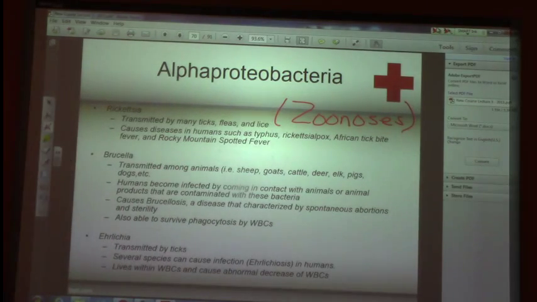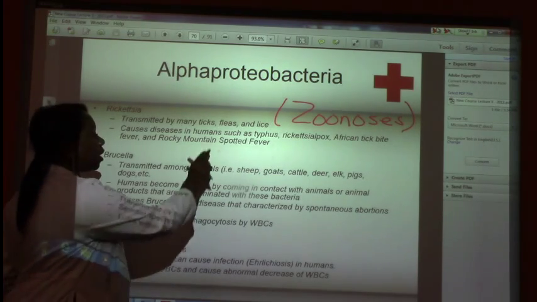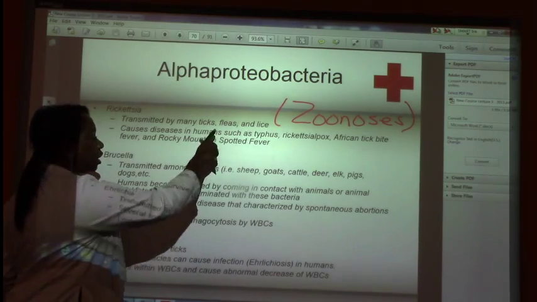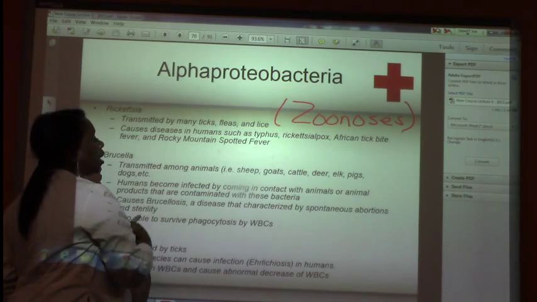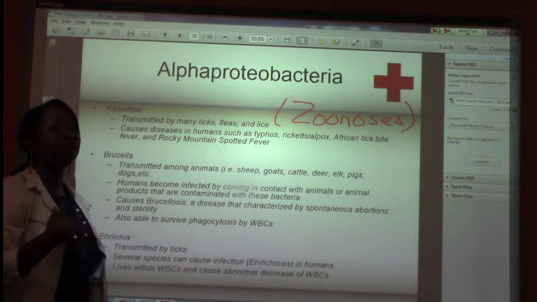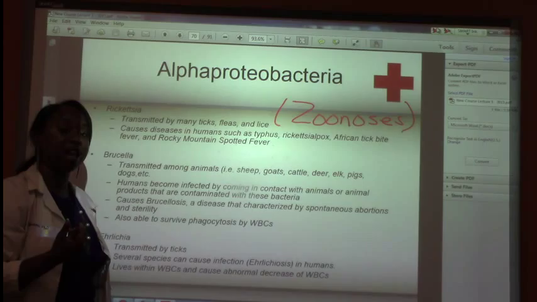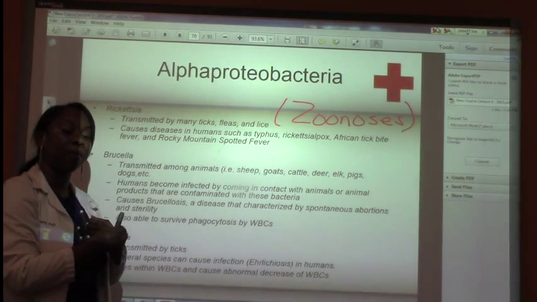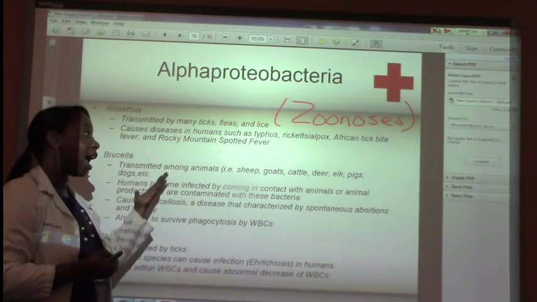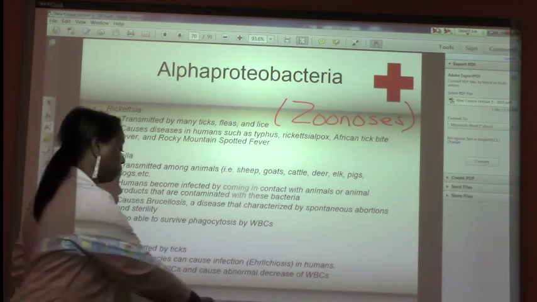So Rickettsia causes many diseases in humans, such as typhus, rickettsialpox, African tick bite fever, and then also Rocky Mountain spotted fever. Again, the major way they are transmitted is via these insects, so ticks, fleas, and lice. And these are what we would consider to be blood-sucking arthropods, meaning that they're able to burrow into our skin or bite into our tissues and deposit the organisms there.